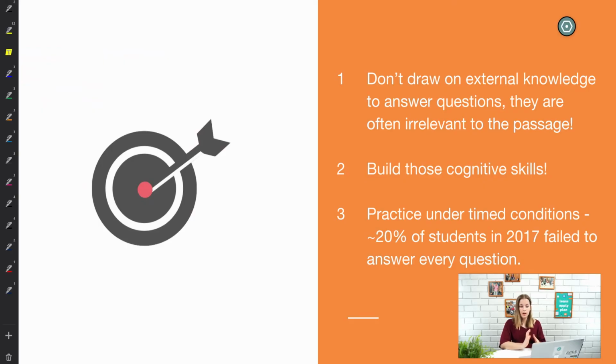And as with any of these sections in the UCAT, practice under time conditions. You've only got 30 seconds per question. It's pretty tight. So you want to make sure that you are practicing with those time constraints, particularly as you get closer to the test. Because, as you can see here, in 2017, 20% of people, 1 in 5, failed to answer every question. So a lot of people have trouble with the time constraints, and it's worth practicing it early on.